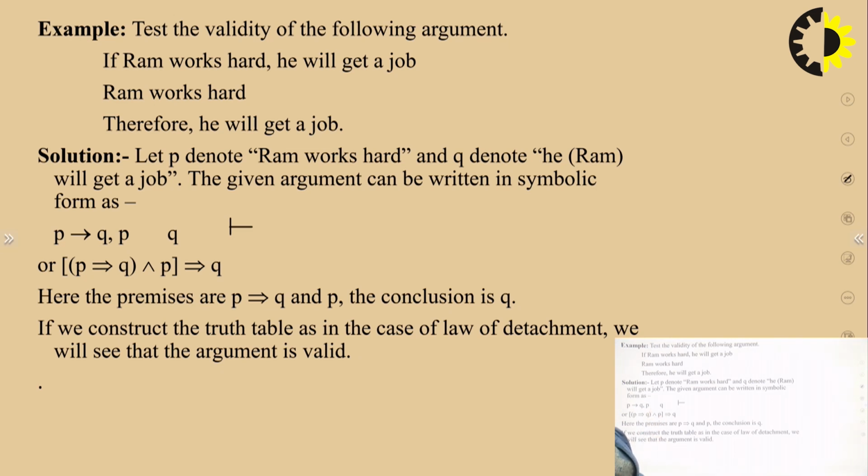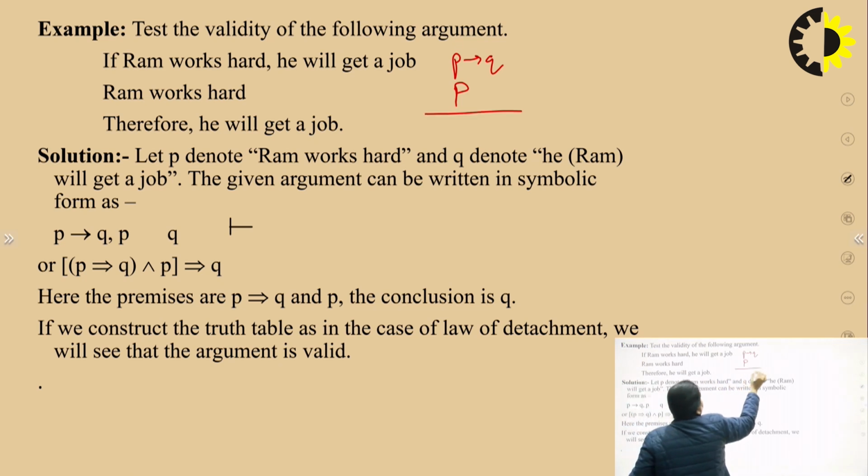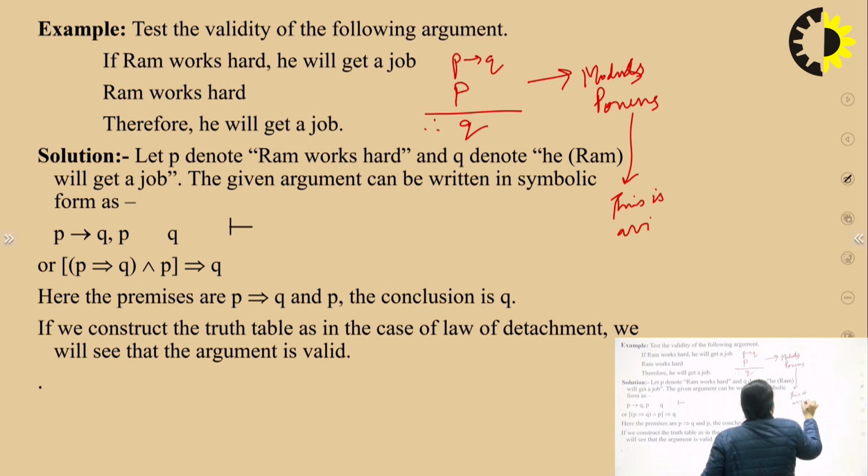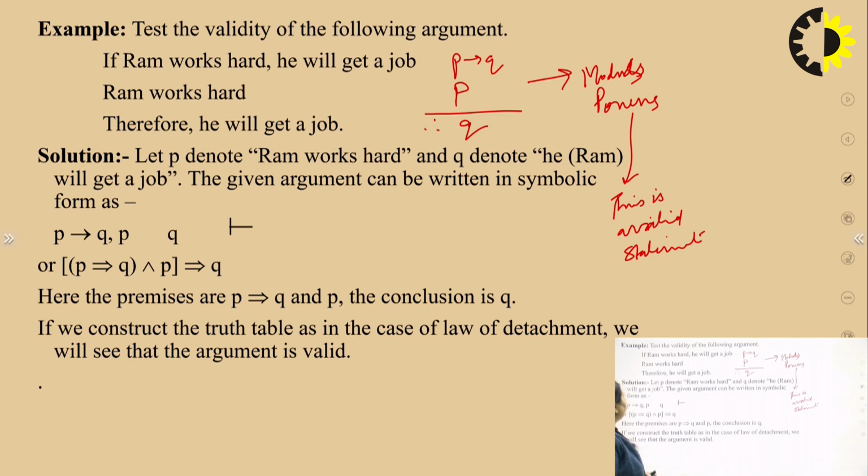Test the validity of the following argument. What is the argument? If Ram works hard, he will get a job. That is, we are having P conditional Q. Next, Ram works hard. We are having P. Then therefore, he will get a job. Therefore, he will get a job means Q. Yes, this is a valid statement. What is this statement again? This is modus ponens. Yes, this is a valid statement. We are having P to Q, P and Q.